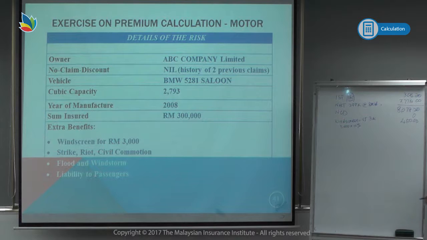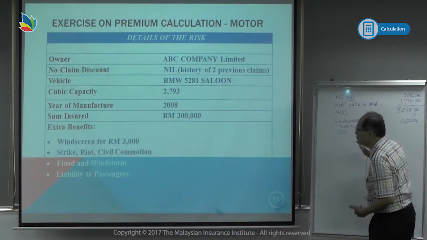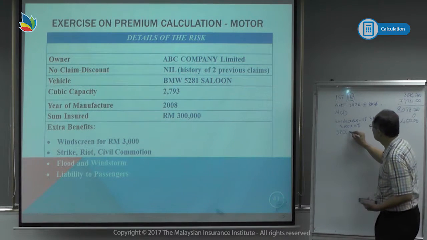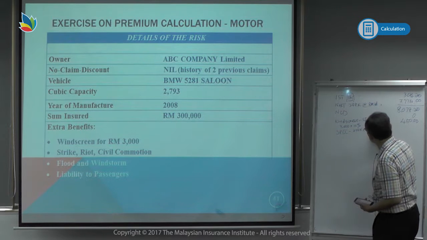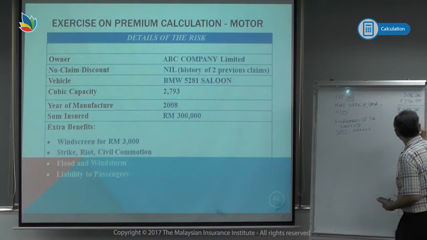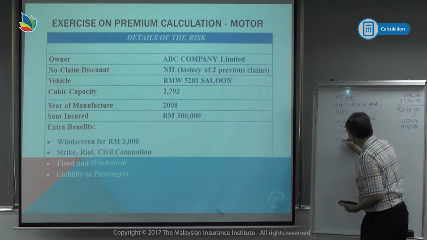Okay. Then strike, riot and civil commission. Sorry? Strike, riot and civil commotion, that's 300,000 times 0.3%. 900. Flood. 1,500. Sum insured times 0.5%.